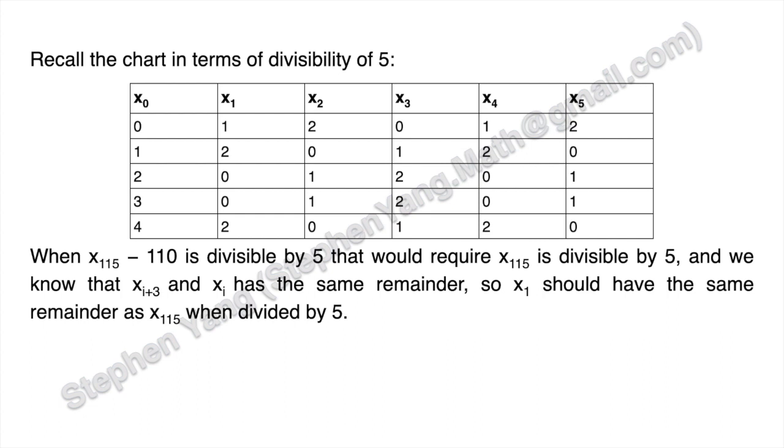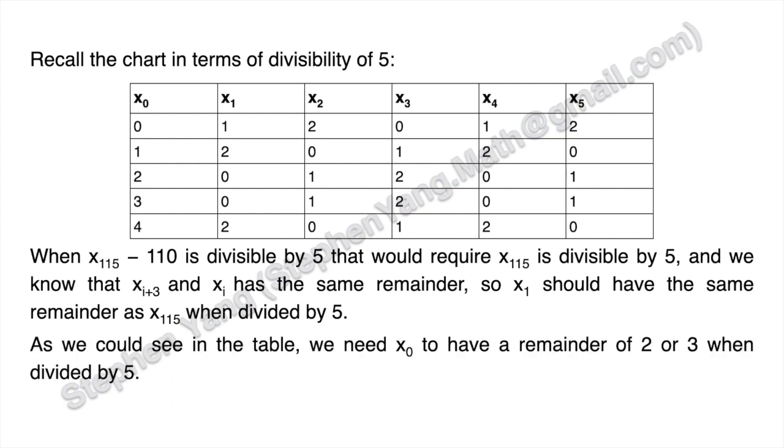So we need x115 minus 110 to be divisible by 5. That requires x115 to be divisible by 5. And we know that x_{i+3} and x_i have the same remainder when divided by 5, so x1 should have the same remainder as x115 when divided by 5. As you can see in the table, we need x0 to have a remainder of 2 or 3 when divided by 5.